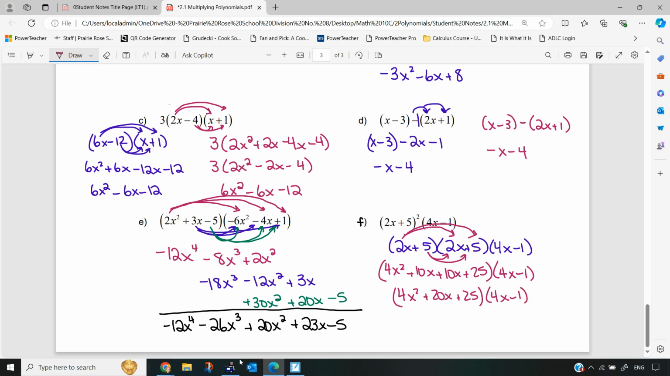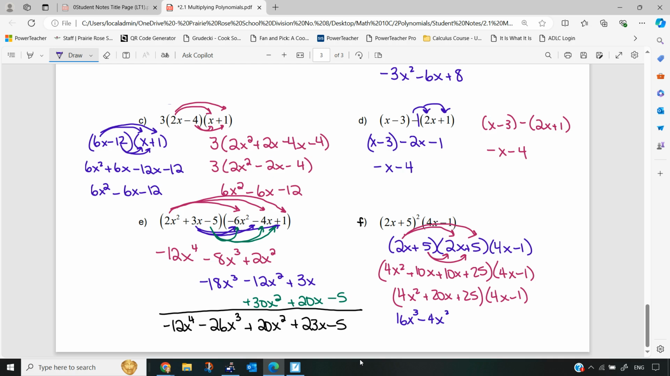Now notice here I have 3 terms times 2 terms, so that means when I multiply this out, I'm going to have 6 terms. You'll notice as I do this one, just to save space, I'm not using my arrows, but I'm still going to talk through term by term. So 4x squared times 4x is 16x cubed. 4x squared times negative 1 is negative 4x squared.